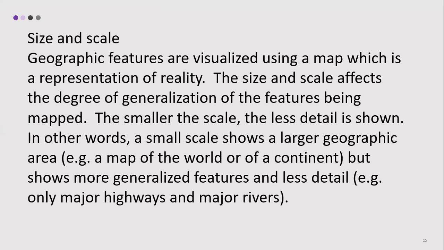Right. The next one is size and scale. You are familiar with large scales of maps, small scales of maps, wall maps, etc. Geographical features are visualized using a map, which is a representation of reality. The size and scale affects the degree of generalization of the features being mapped. The smaller the scale, the less detail is shown. In other words, a small scale shows a larger geographical area, for example a map of the world or a continent, but shows more generalized features and less detail, for example only major highways and major rivers.